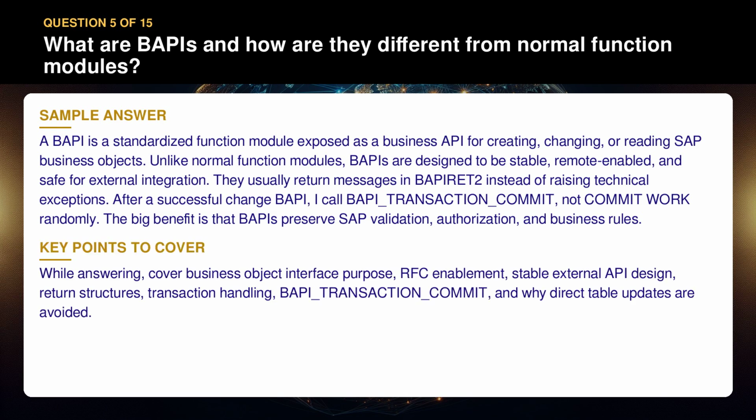While answering, cover business object interface purpose, RFC enablement, stable external API design, return structures, transaction handling, BAPI_TRANSACTION_COMMIT, and why direct table updates are avoided.